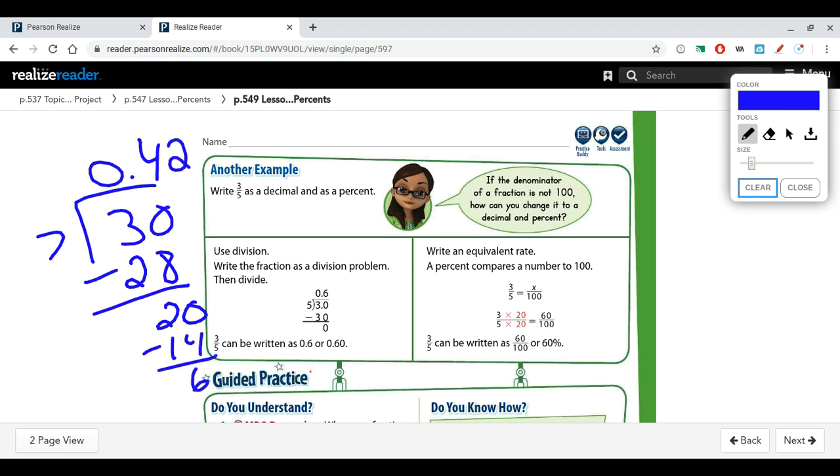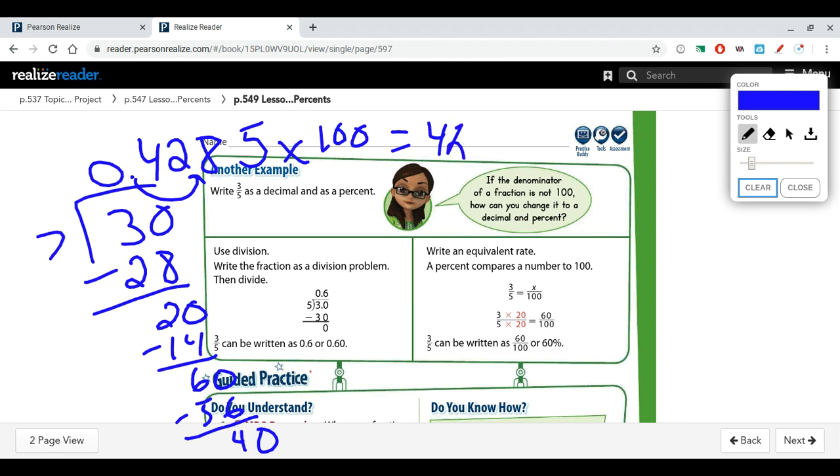Subtract, have my 6. 7 goes into 60 8 times. That's 56. Subtract. I have 4 left over. I'm going to go out to the thousandths place value so I can look at my rounding rules. 7 goes into 40 5 times, which is going to be 35. And so I'm going to stop because it looks like it's going to be a non-terminating decimal. But if I multiply this by 100 to find the percent, I move this over 2 places. So I end up with 42.85%. So that would be my percentage.